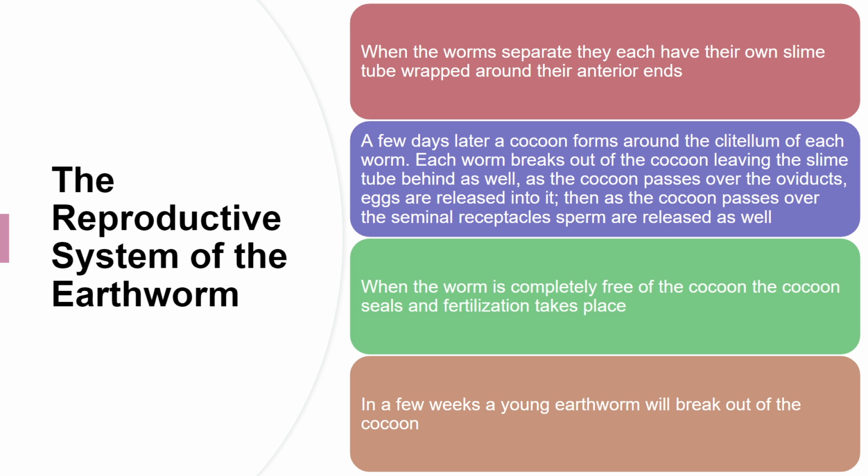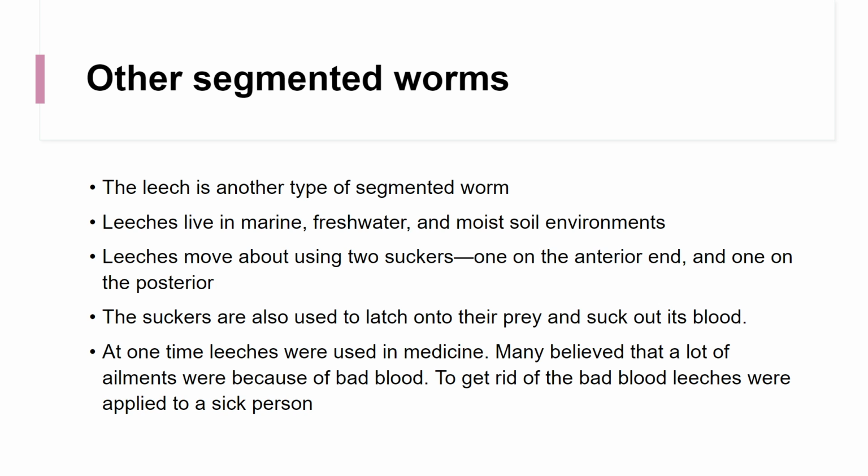And when the worms separate, they will essentially have their own slime tube wrapped around their interior ends. After a few days, the slime tube actually turns into a cocoon around the clitellum. And the cocoon, as the worm pulls through it, passes over the oviducts. And that's going to pull the sperm from the seminal receptacles into the oviducts and cause fertilization. And when the worm is completely free of the cocoon, it is sealed, and fertilization takes place within the sealed cocoon, and in a few weeks, a young earthworm will break out of the cocoon.